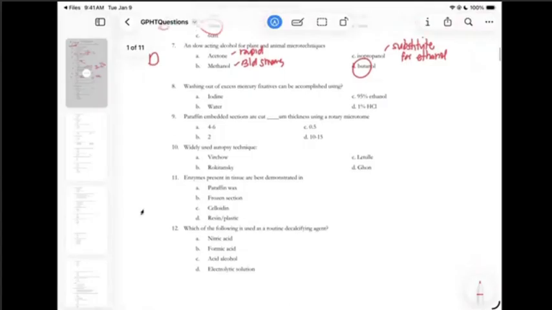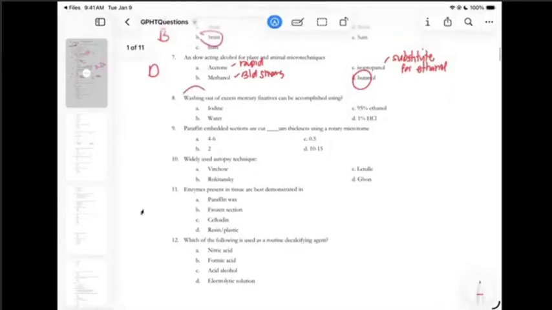For number 8, washing out of excess mercury fixatives can be done using, so whenever you see the word washing out, we are pertaining to the removal of the precipitates, saka fixative. So after the fixation process, we can remove the excess fixatives by washing out. This would also remove the precipitates that can form, so that can interfere with staining.